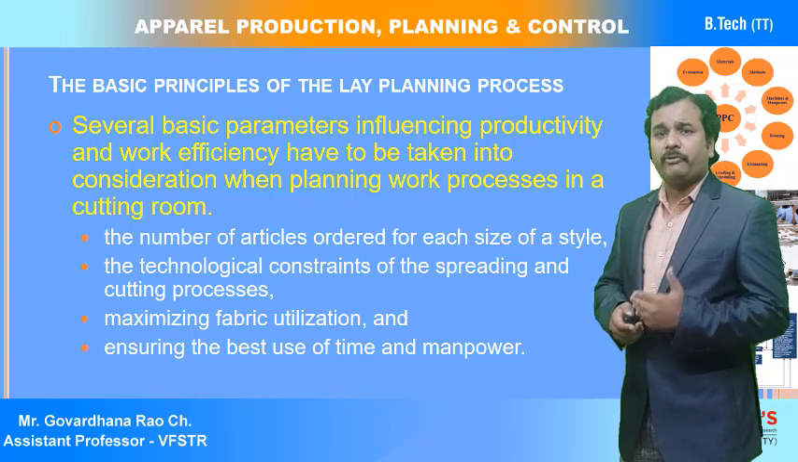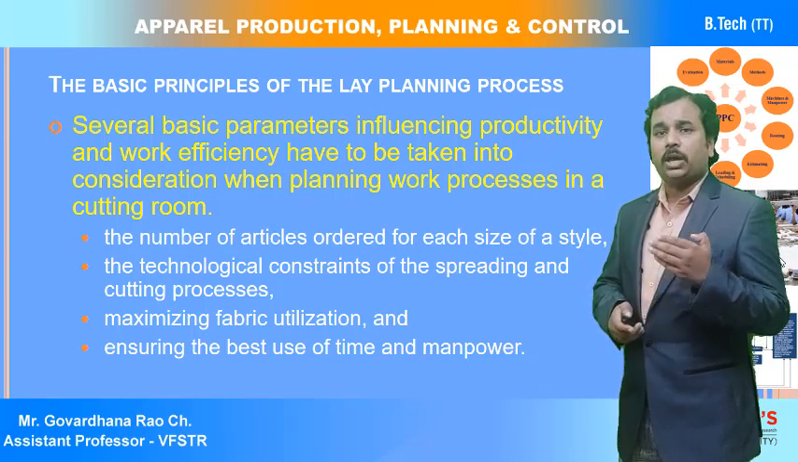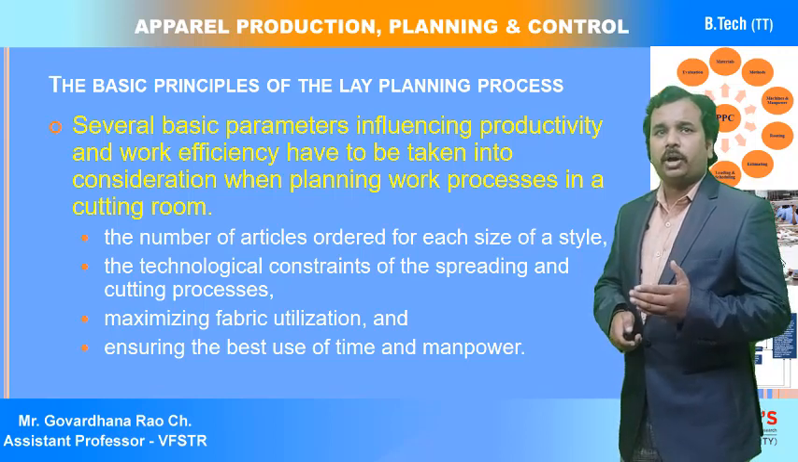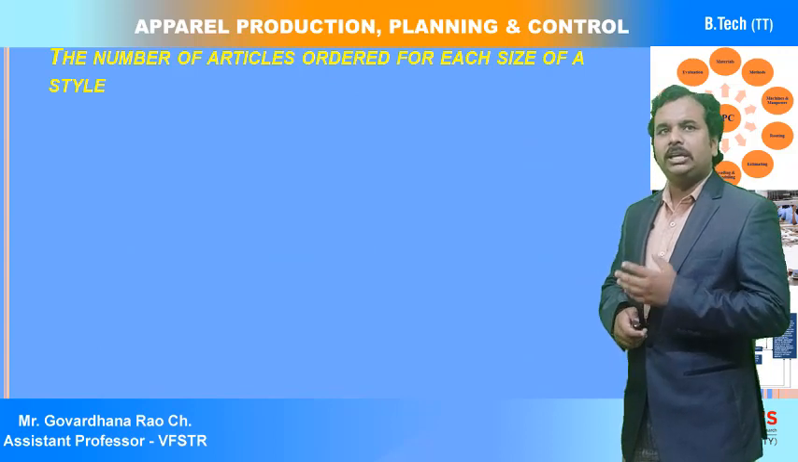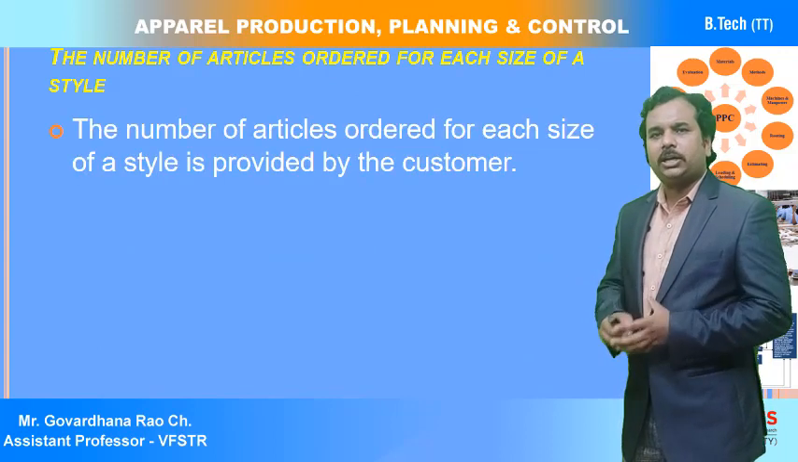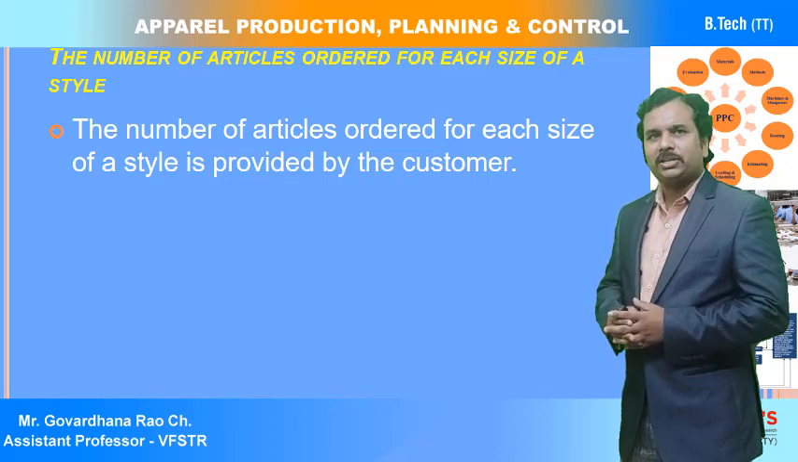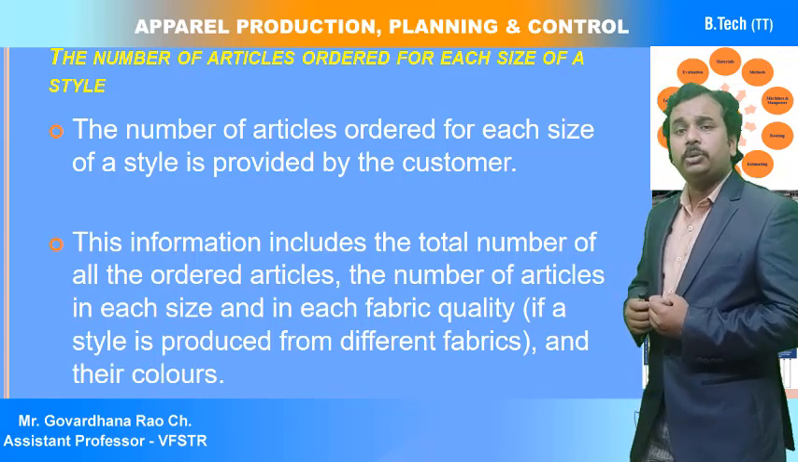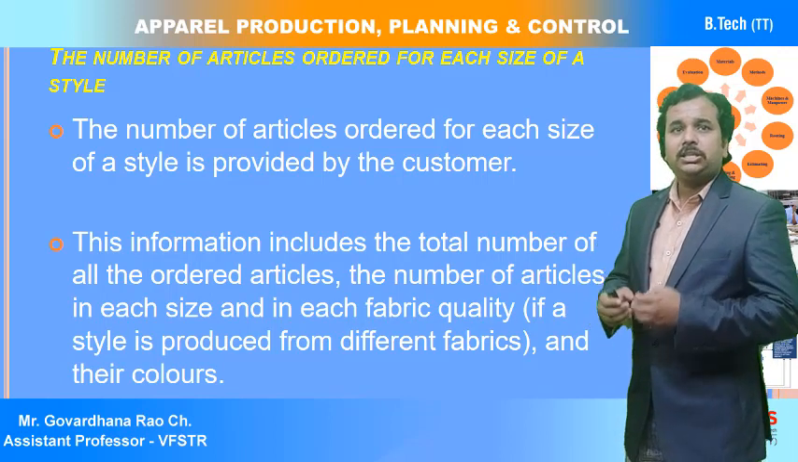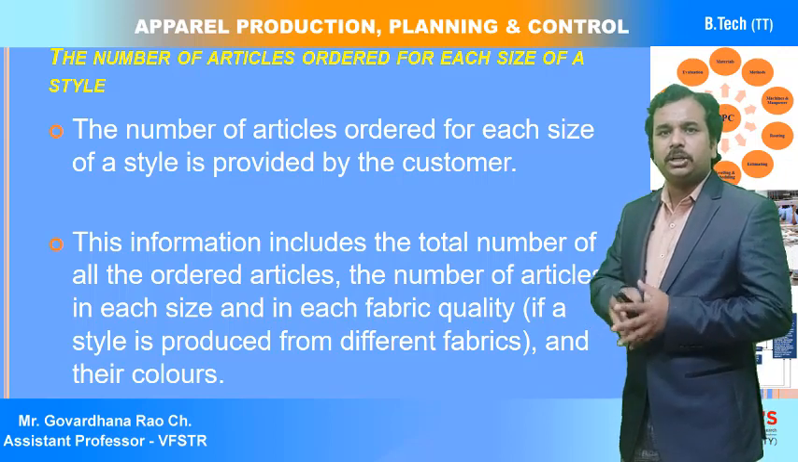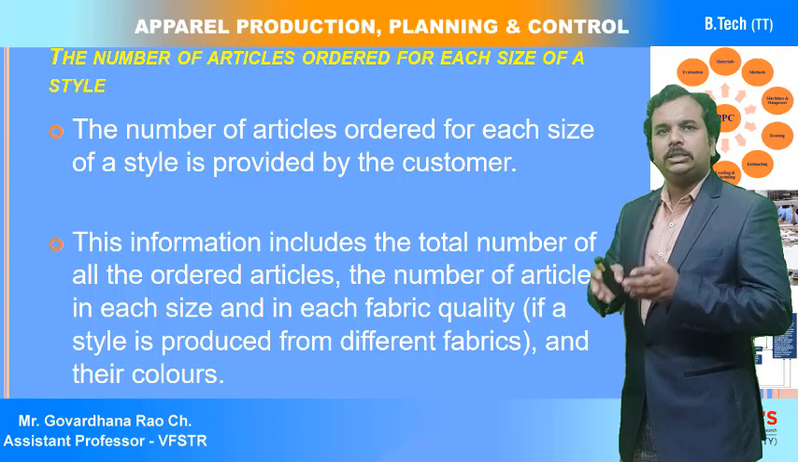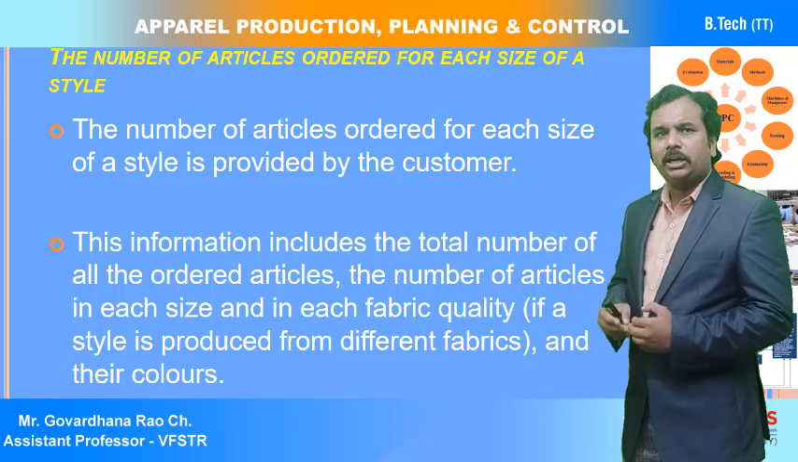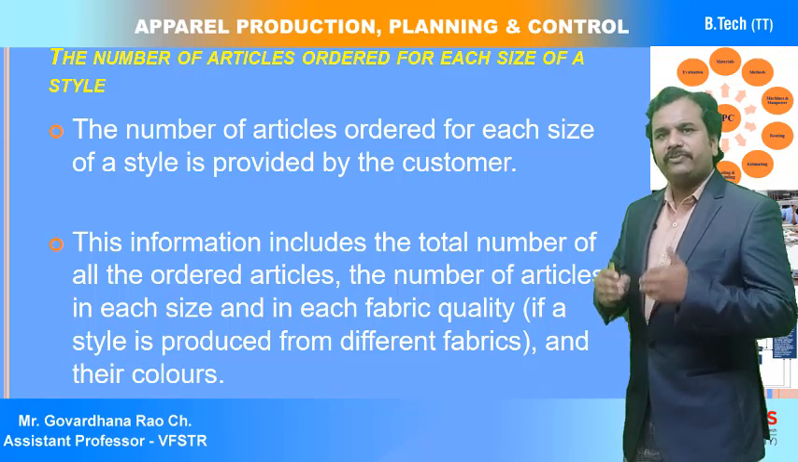So let us discuss one by one what these constraints are and how we can control the productivity and work efficiency. The first one is the number of articles ordered for each size of a style. The number of articles ordered for each size of a style is provided by the customer. This information includes the number of articles in each size and in each fabric quality.